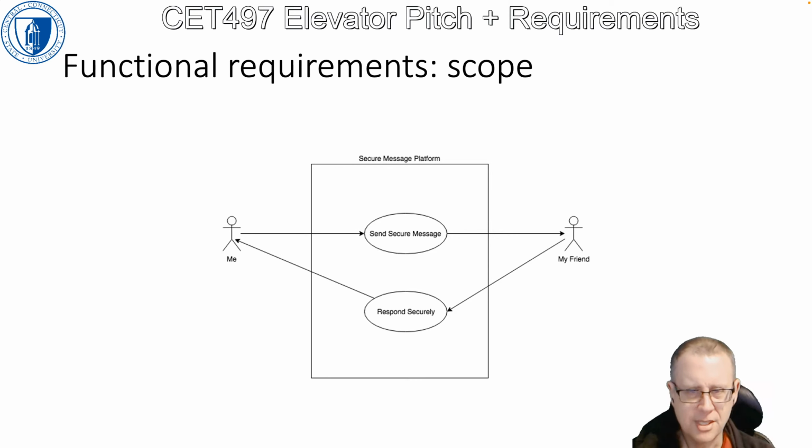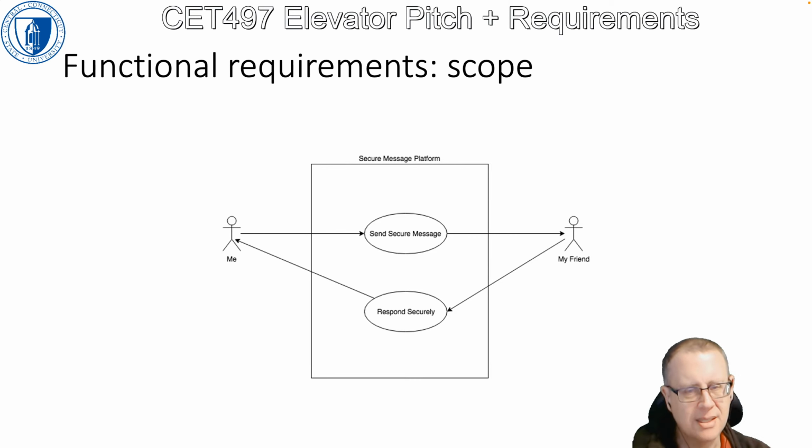The square box that is labeled Secure Message Platform at the top is what's called the scope or the system boundary, right? Everything inside that box is part of the system we have to build, and everything outside that box is something we cannot impact. We can't have any influence over it, right?